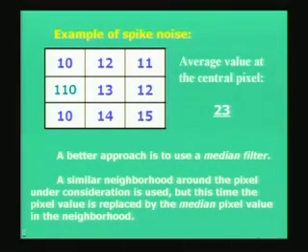Okay. So, a better approach is to use a median filter, where a similar neighborhood around the pixel under consideration is used, but this time the pixel value is replaced by the median pixel value in the neighborhood. So, instead of spatial averaging, where we took a set of pixels around the neighborhood and computed a simple average, and we know the problem with averaging now, although it is a very common, simple technique, we replace it by a concept called median filtering. We will understand what this concept of median filtering is now.